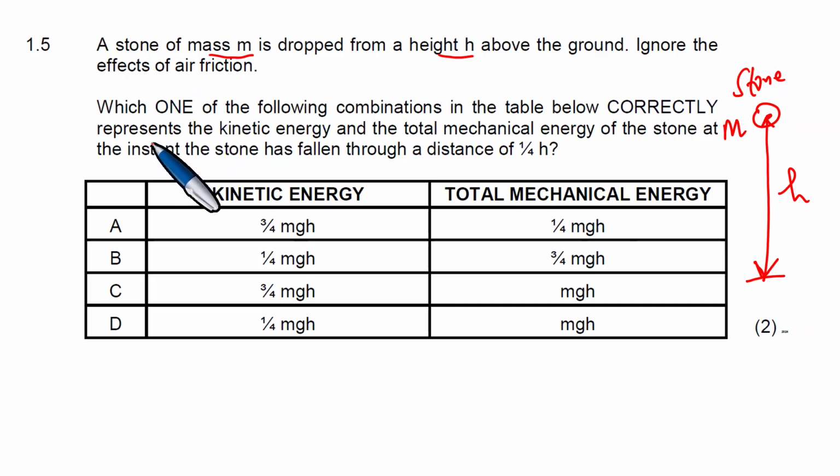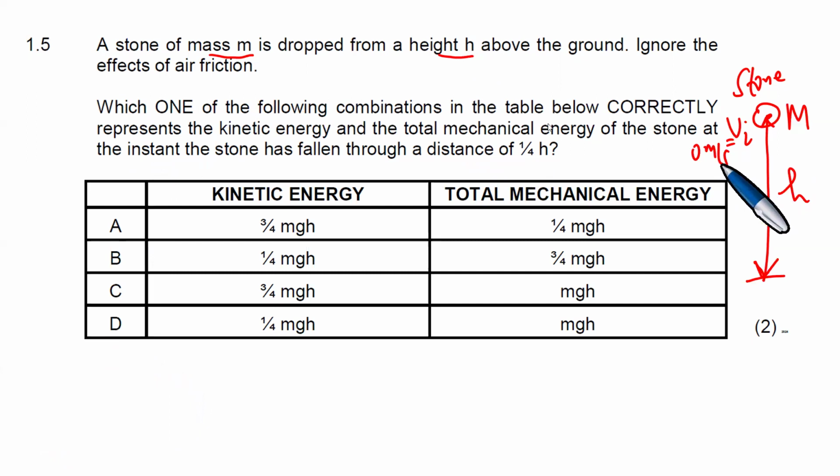Which one of the following combinations in the table below correctly represents the kinetic energy and total mechanical energy of the stone at the instant the stone has fallen through a distance of 1/4 of the height? Because it is dropped from a height, it means that the initial velocity of the stone is 0 meters per second.